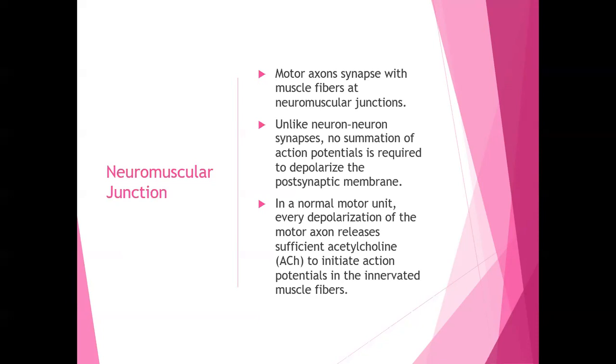In a normal motor unit, every depolarization of the motor axon releases sufficient acetylcholine to initiate the action potentials in the innervated muscle fibers, which is really nice. So there's no inhibition possible because only one branch of the axon synapses with a muscle fiber. So we don't have multiple branches. So you're only getting that one excitatory signal. So every time you get an excitatory signal to a motor nerve, it creates a muscle contraction, which is awesome.